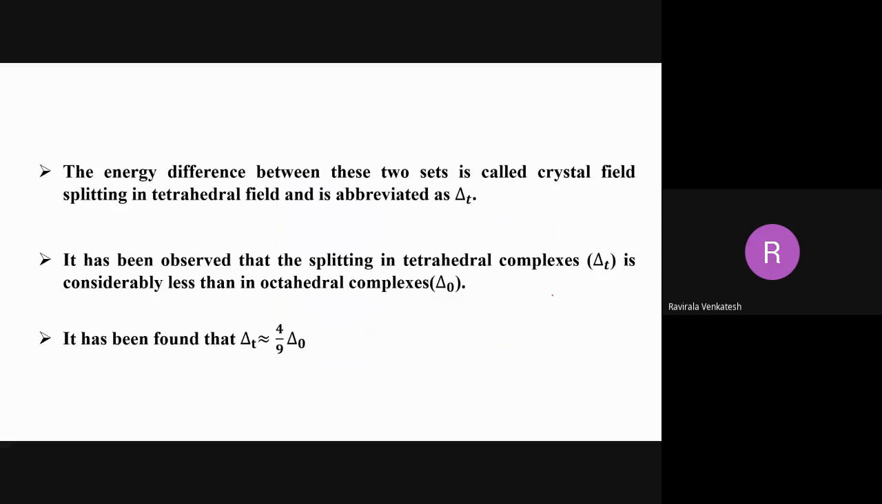The energy difference between these two sets is called the crystal field splitting energy. For tetrahedral we call it delta T, T for tetrahedral, and for octahedral, delta O, O for octahedral. The relation between the two is always delta T equals 4 by 9 into delta O. You need to remember this equation, very important. In most cases they give delta O values and ask for delta T values.